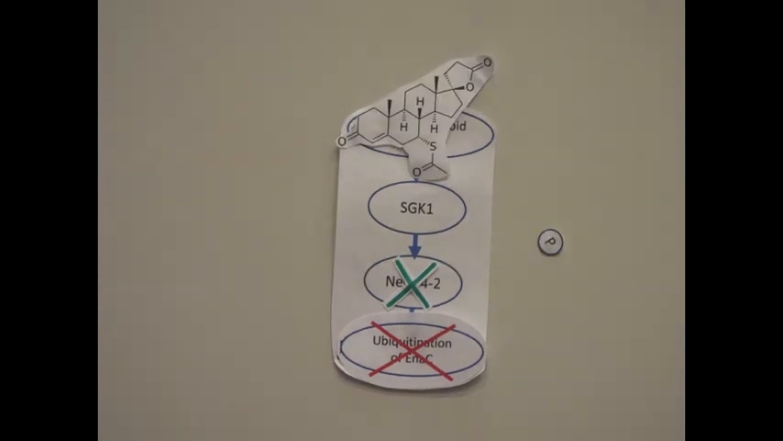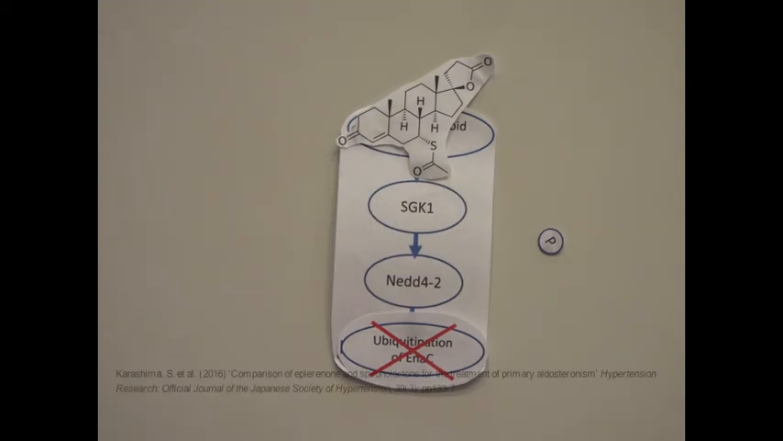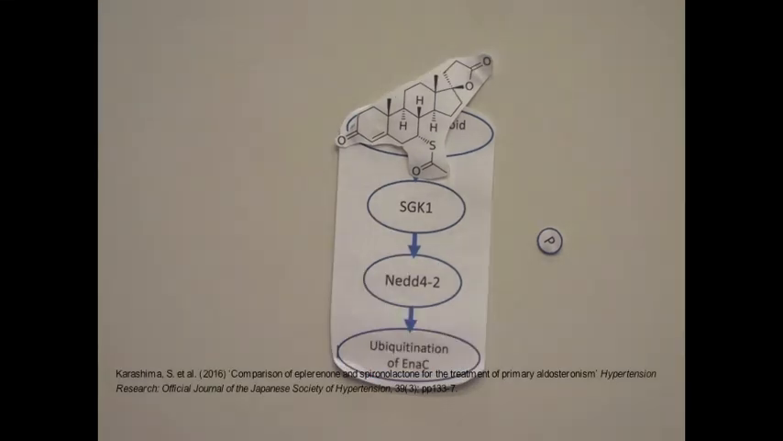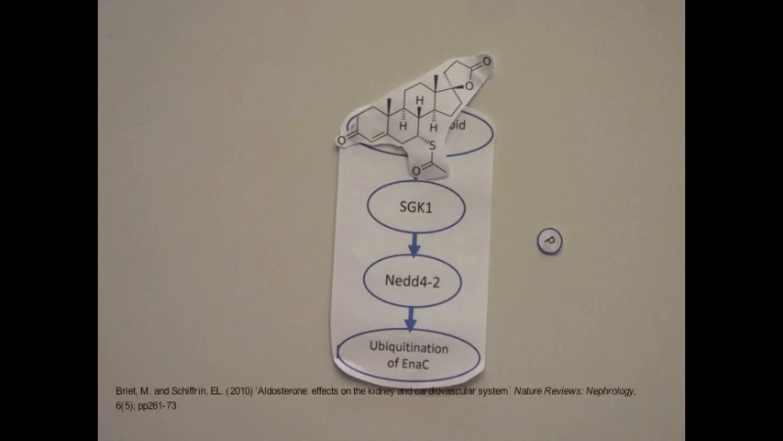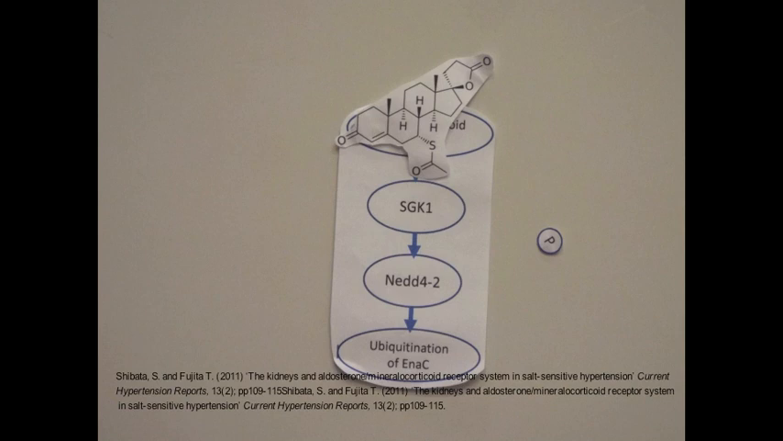Spironolactone acts by antagonizing the mineralocorticoid receptor, as such preventing the binding of aldosterone. This will prevent the inactivation of NEDD4-2 and cause downregulation of the epithelial sodium channels on the distal tubule of the nephron by ubiquitination. This reduces the amount of sodium that is reabsorbed into the blood and as such reduces the blood pressure.